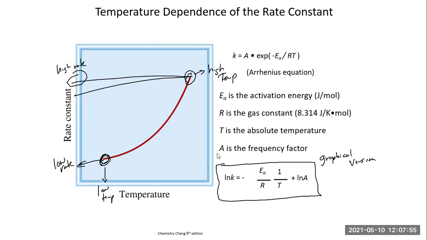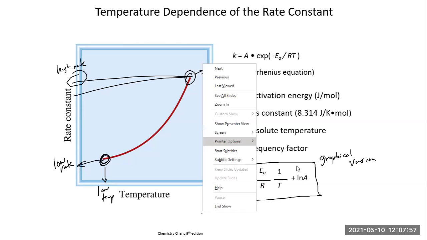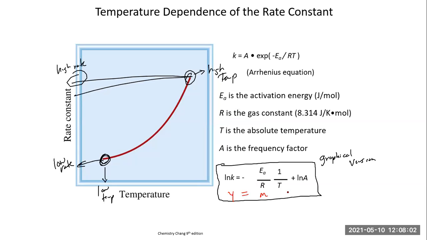So if we look at that version of that equation there, this is y is equal to mx plus b. By the way, there is a negative. I'll move it over here. So you can see there actually is a negative right there. And if we look at this, this is typically what we would graph. On the y would go the natural log of k. On the x would go 1 over the temperature in Kelvin, and that would actually yield us a straight line.